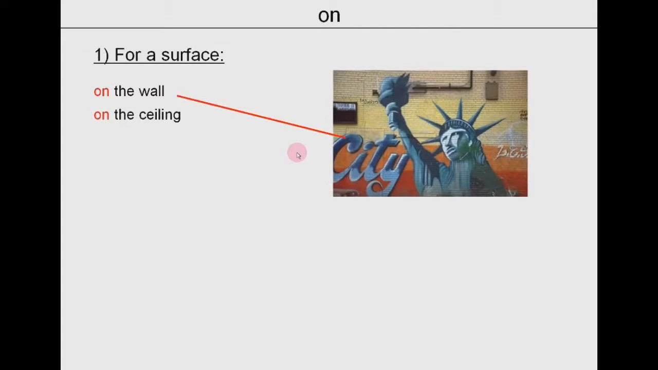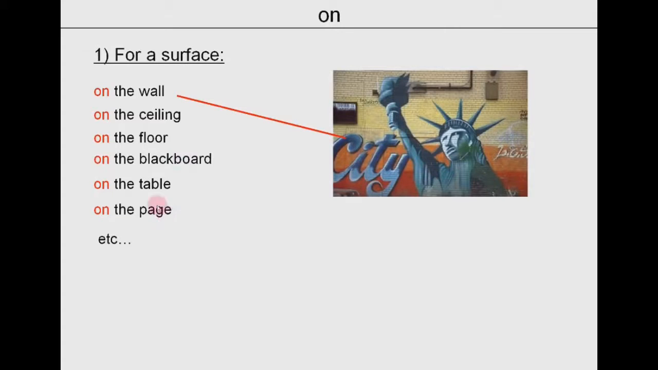And we can also say on the ceiling, on the floor, on the blackboard, on the table, on the page, etc. So you can see all of these examples, they are all surfaces, either horizontal surfaces or vertical surfaces. And we always use the word on.